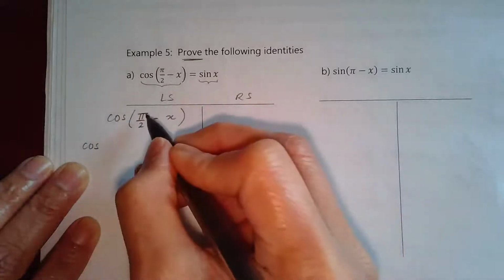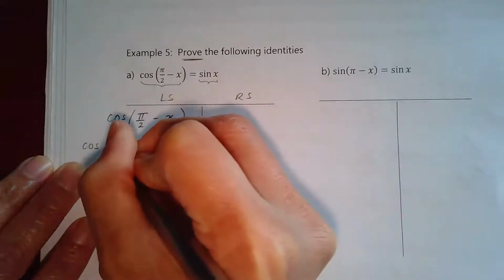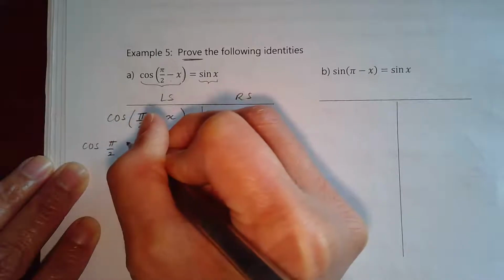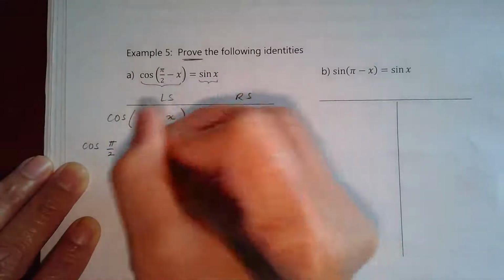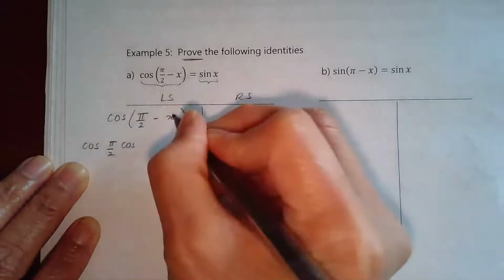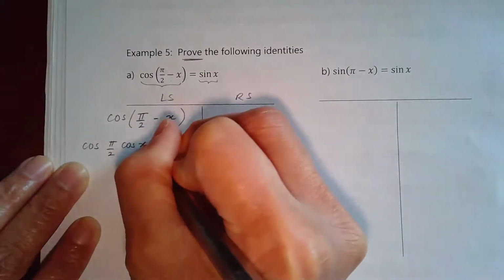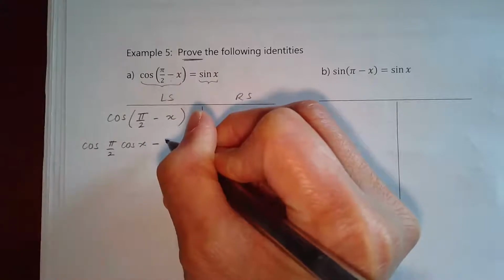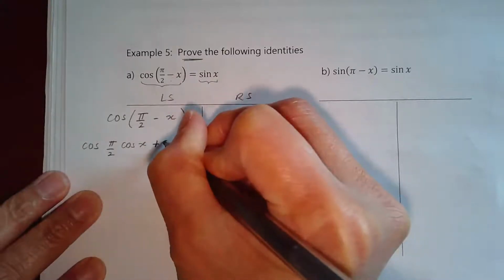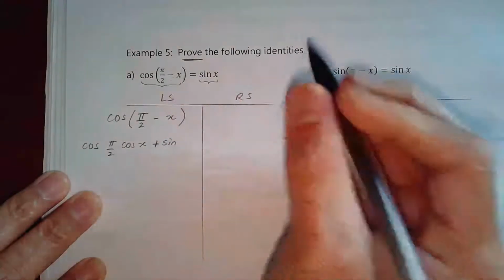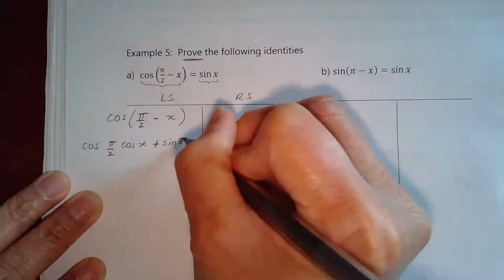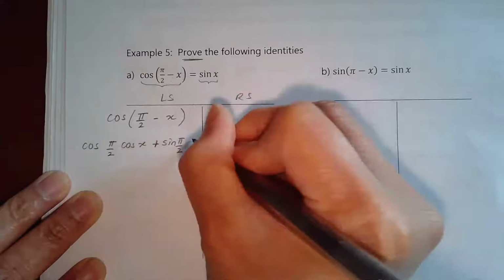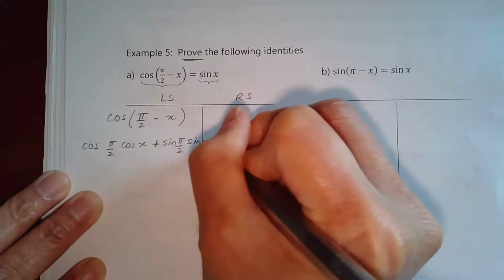Cos of the alpha, this is your alpha, the first one, pi by 2, times the cos of beta, which is x, plus sine alpha, which is pi by 2, times sine beta, so sine of x.